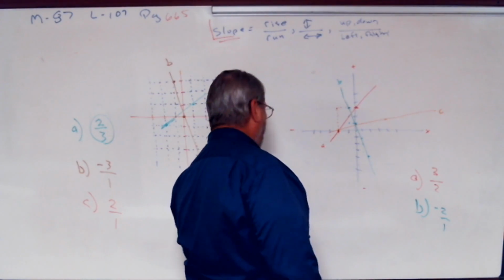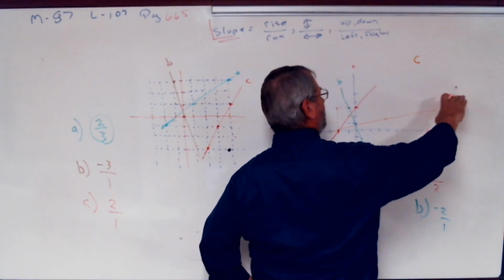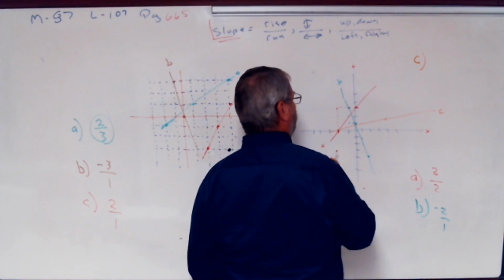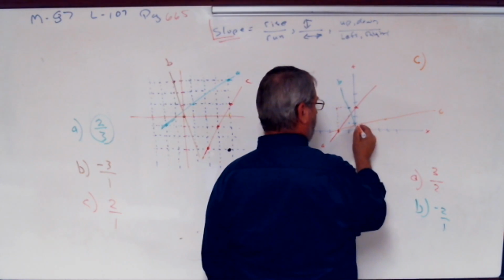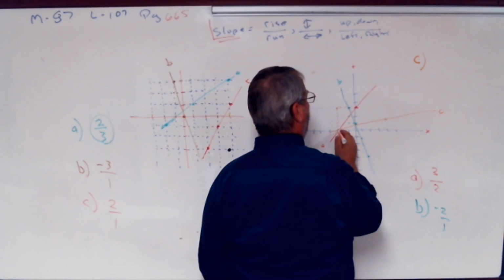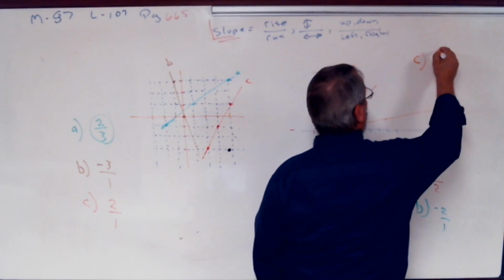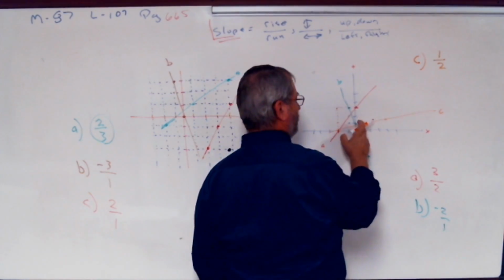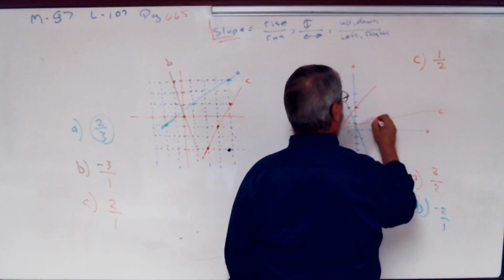What's our last color here? Orange. C. This is a positive slope, left to right. So let's just see what we've got here. It crosses right here. It crosses right here. So from here, we're going to go up 1 and right 2. That's a slope of 1 over 2. Is that good? Go up 1, right 2. Wow.